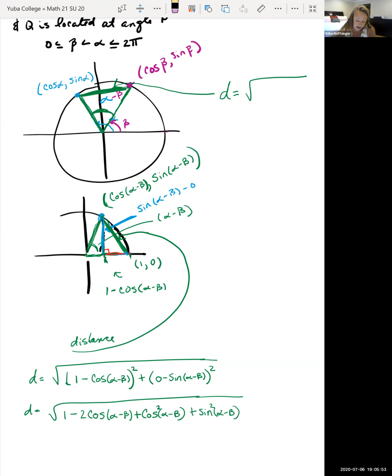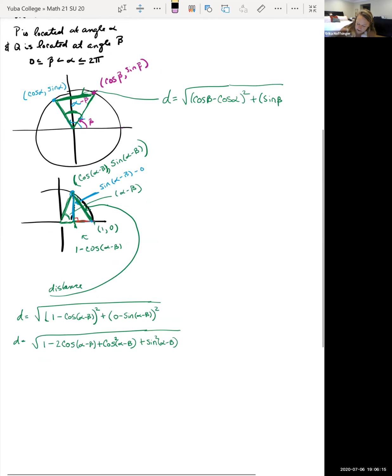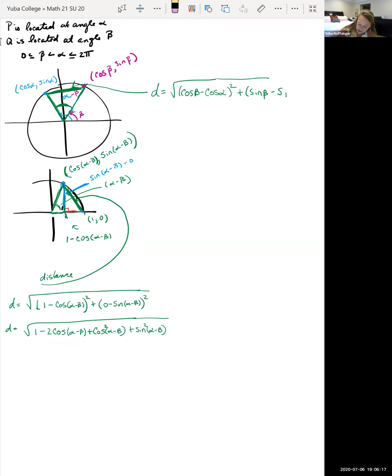So cosine beta minus cosine alpha, quantity squared, plus then the change in your y value, sine of beta minus sine of alpha, quantity squared.